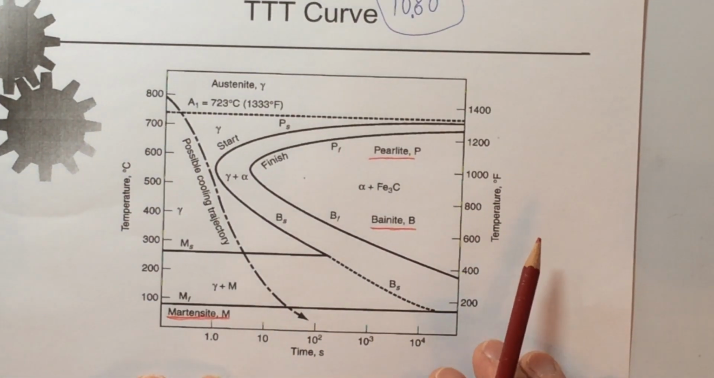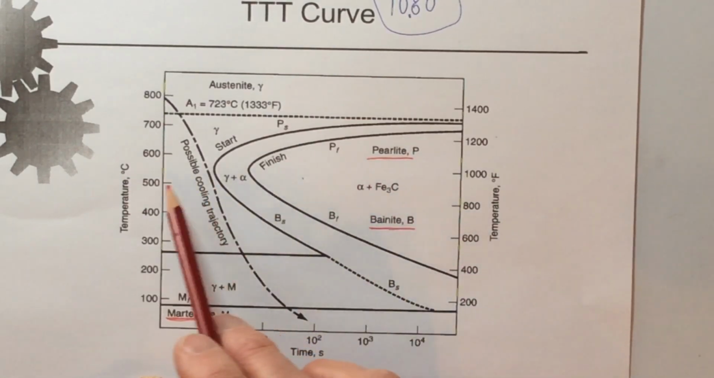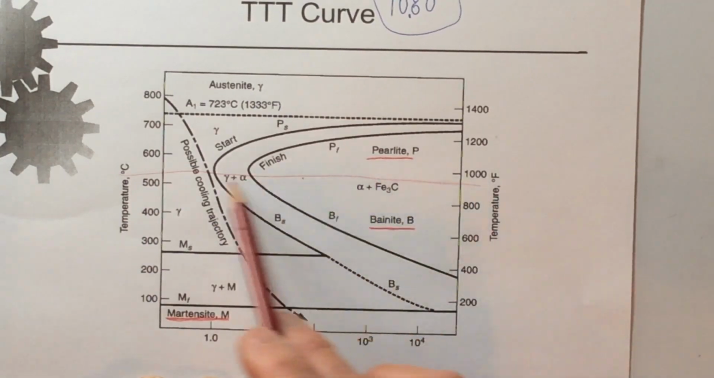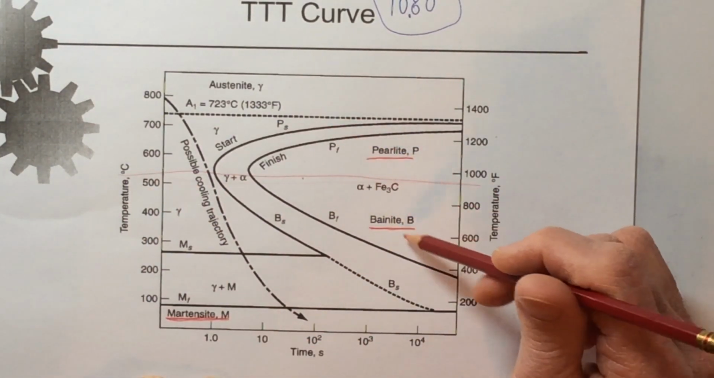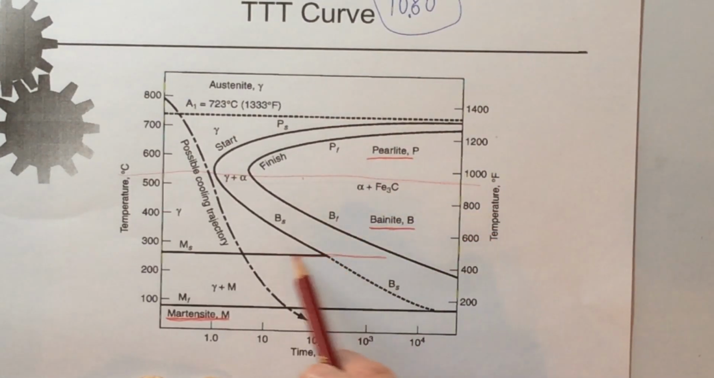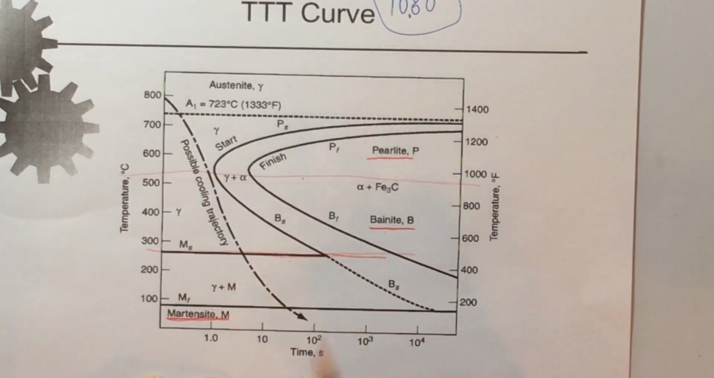So essentially, there's a dividing line, and it usually shows up right around the nose of this curve here. Everything above this would be a pearlitic product. Everything below this would be a bainite product until you get down to here. And this line right here is the dividing line between bainite and martensite.